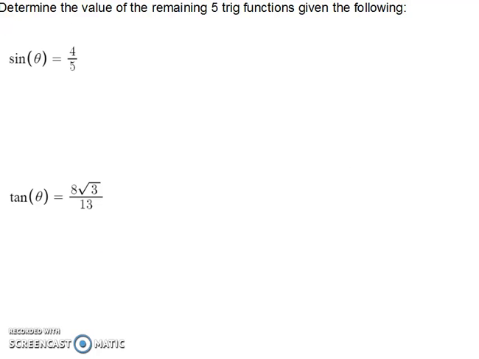We're going to move on into determining the value of the remaining 5 trig functions given one trig value. So what this means is that I've got an angle theta. The angle theta has an opposite side that is 4 and a hypotenuse that is 5. And I know that just based on the ratio 4 over 5. I know that sine is the relationship between the opposite and the hypotenuse of my triangle. So that means that from theta, the opposite side is 4 and the hypotenuse of my triangle is 5.